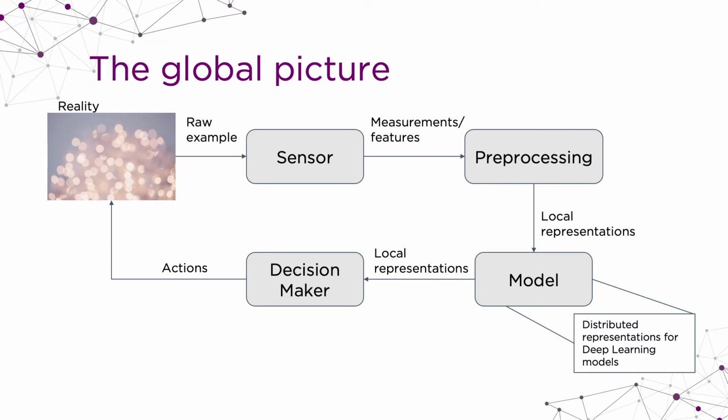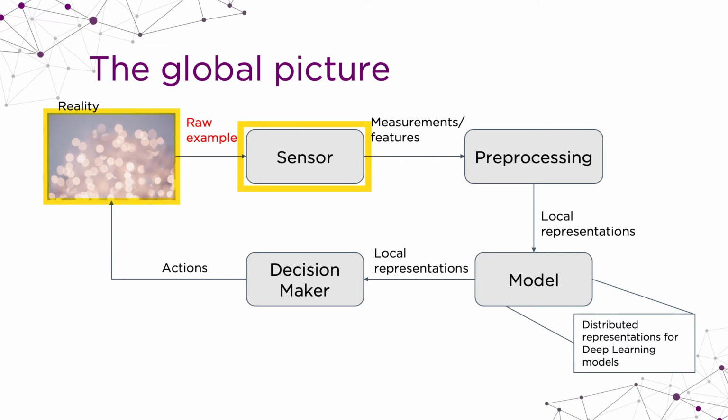I have reality, which is super complex. We cannot understand reality in its whole. What we will do is use sensors to extract partial information from reality. We will do measurements, and we will measure some features from reality. And these features will be organized as examples. We will see the definition of these concepts in the next slide.